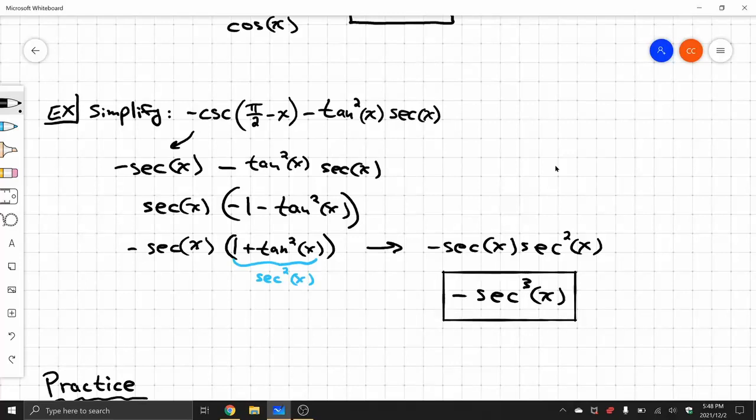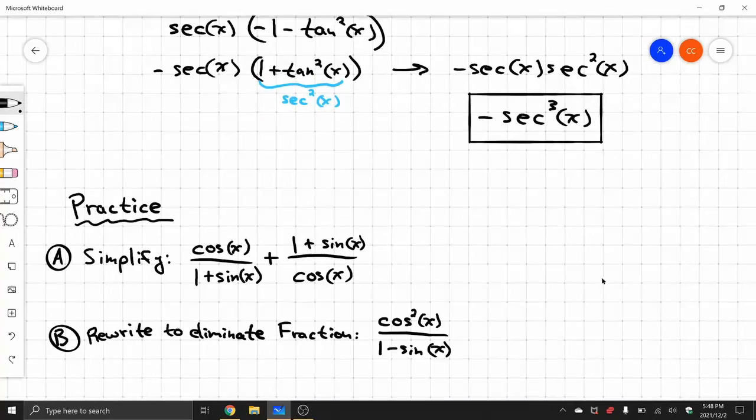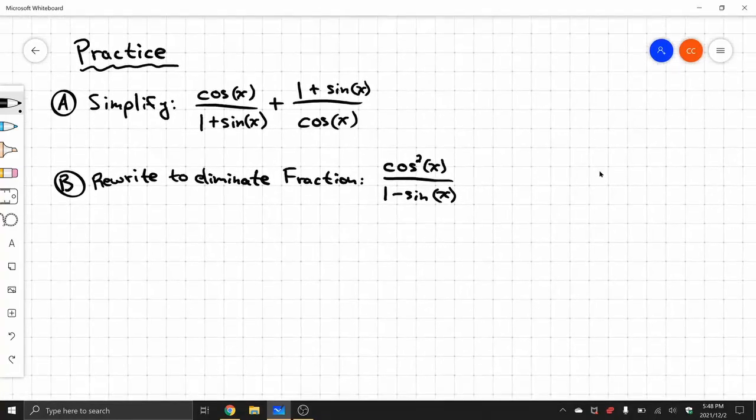Okay. So you guys go ahead and work on these two practice problems. Simplify cosine x over 1 plus sine of x plus 1 plus sine of x over cosine x, and then rewrite this fraction here to eliminate the fraction, okay? I want you to simplify this in a way that eliminates the fraction completely. So you guys pause the video and work on these ones on your own.